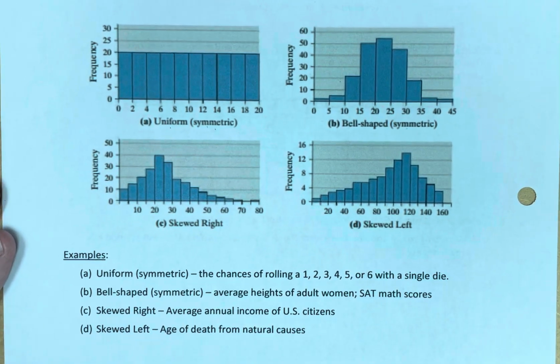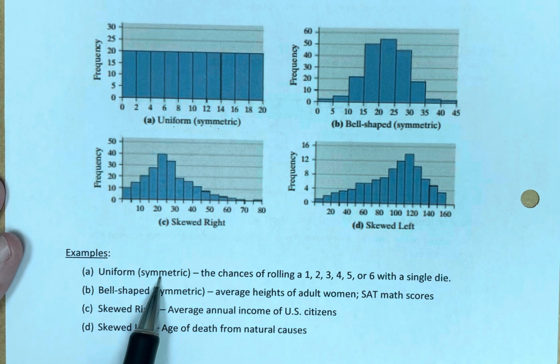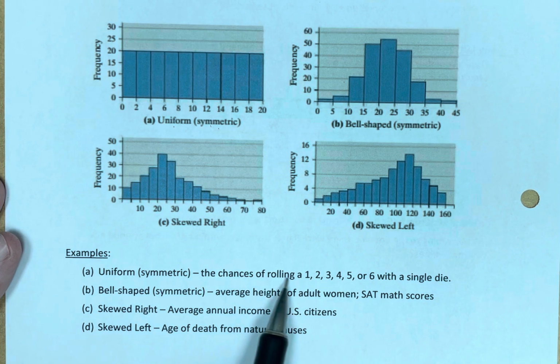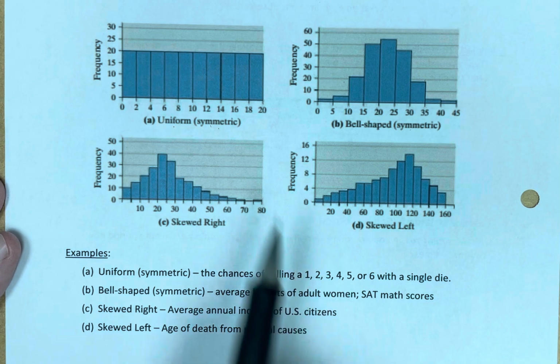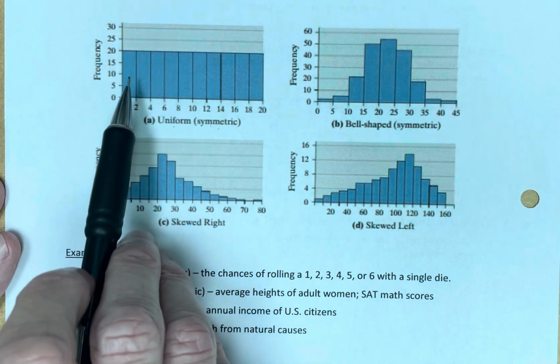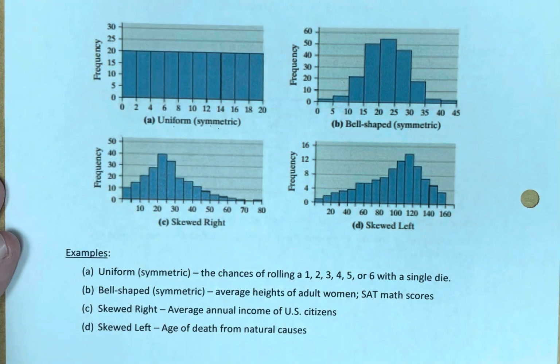Examples that might assist you with this. Okay, uniform symmetric, again, not popular, but consider the chances of rolling a 1, 2, 3, 4, 5, or 6 with a die. All the chances are the same, 1 out of 6. So you're going to wind up with a uniform distribution like that one.